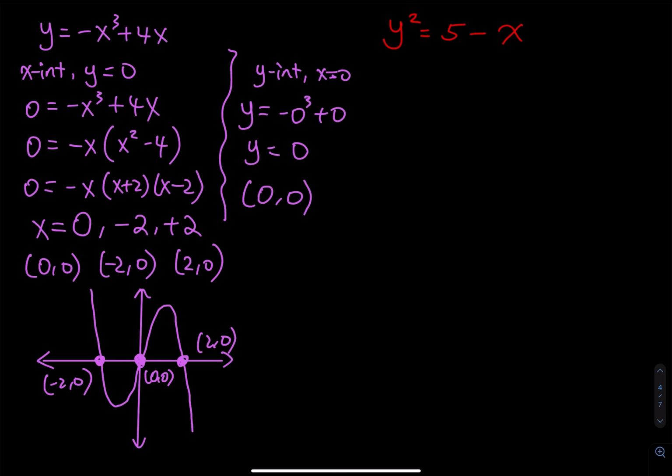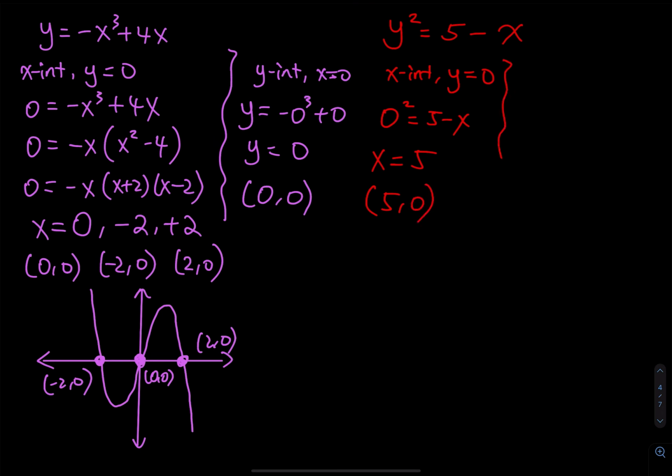Alright, so let's do the red one. For the red one, we have to find the x-intercept. We let y equal 0. So 0 squared equals 5 minus x. So x equals 5, right? Then we have (5, 0). That is my x-intercept. And then for the y-intercept, we have to let x equal 0.